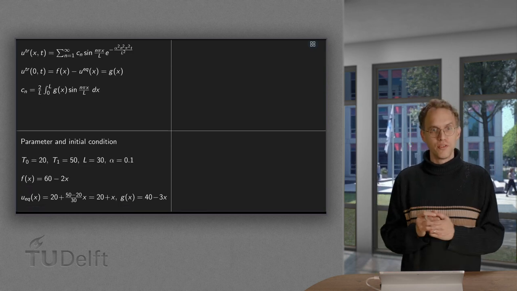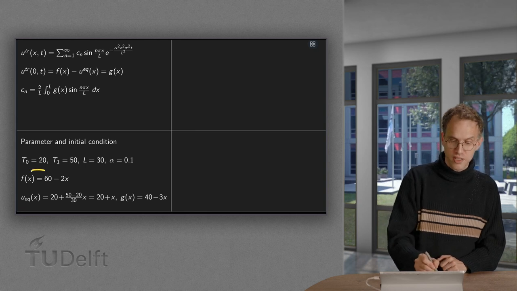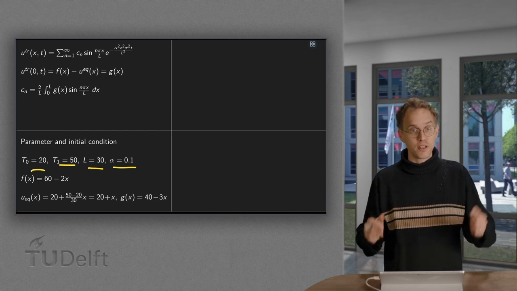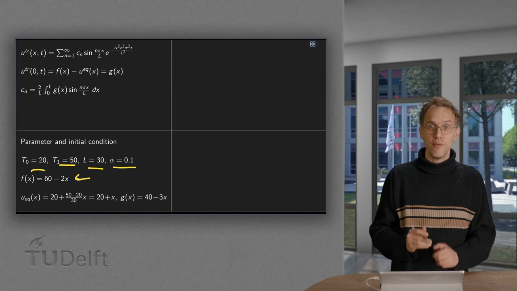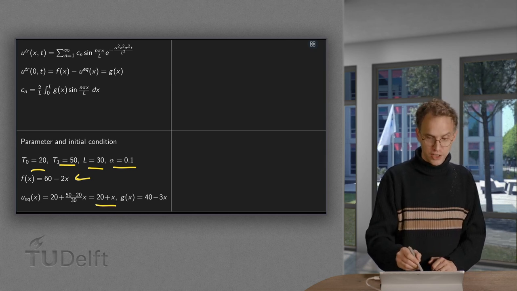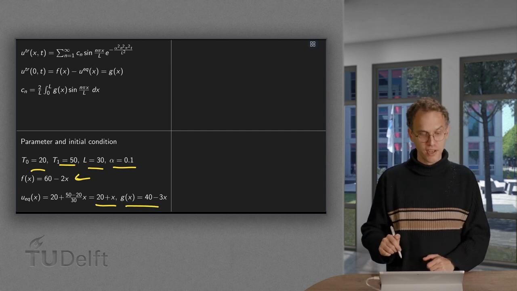Now, in order to compute this, we need to specify some values. So for now, we will take T0 equals 20, T1 equals 50, L equals 30, and alpha equals 0.1. And we have to specify some initial condition. So let's take 60 minus 2x. With these parameters, our u equilibrium will be 20 plus x. And our g of x equals f of x minus u equilibrium equals 40 minus 3x.